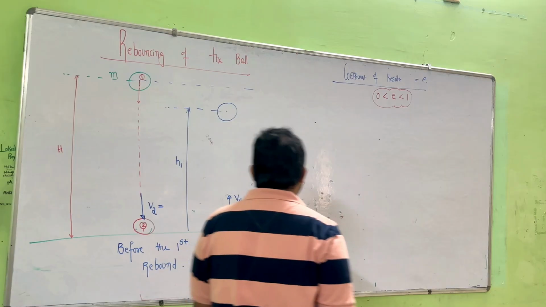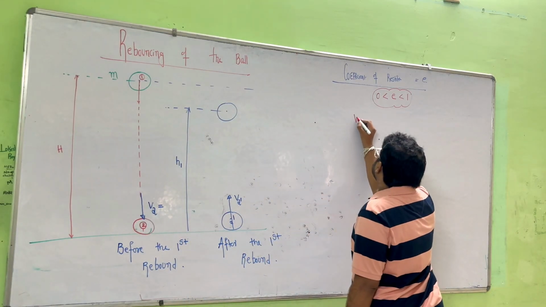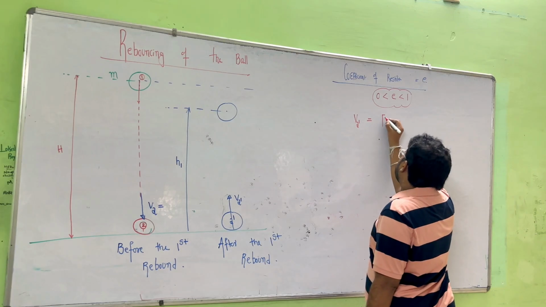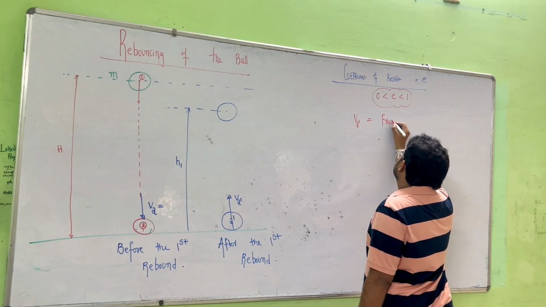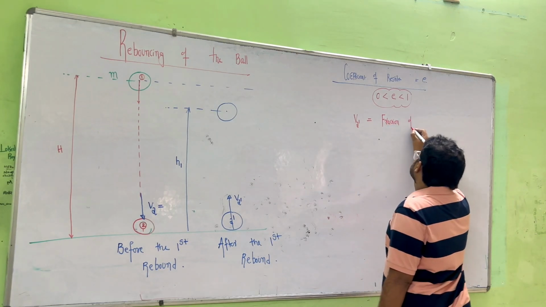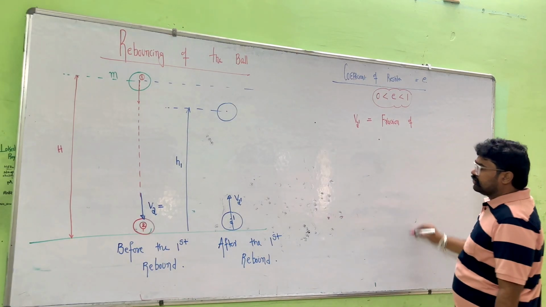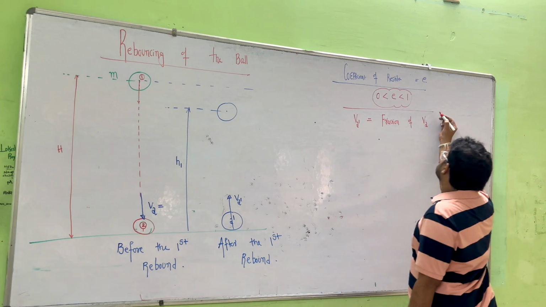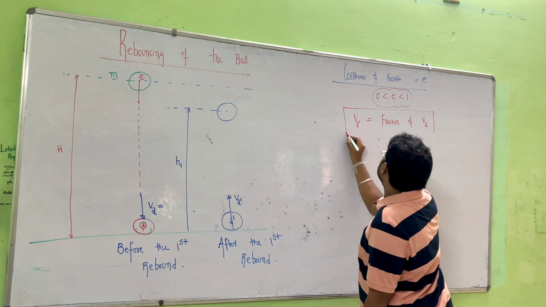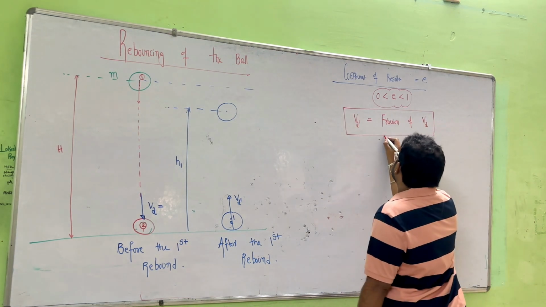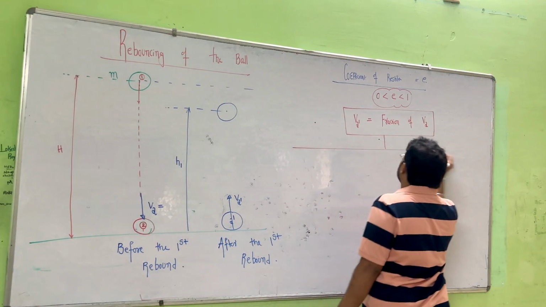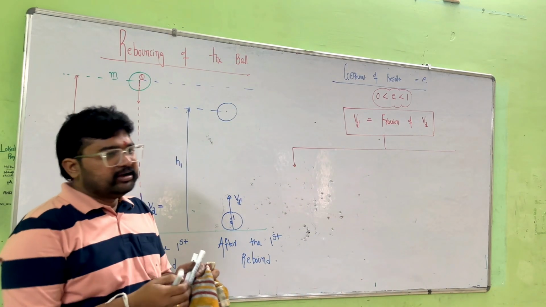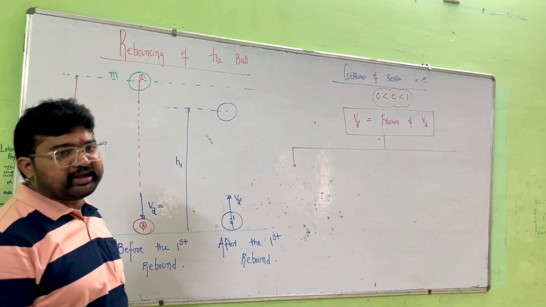So this fraction can be written as: V2 dash is some fraction of V2. Here, there are 3 ways of giving data in your competitive exams.